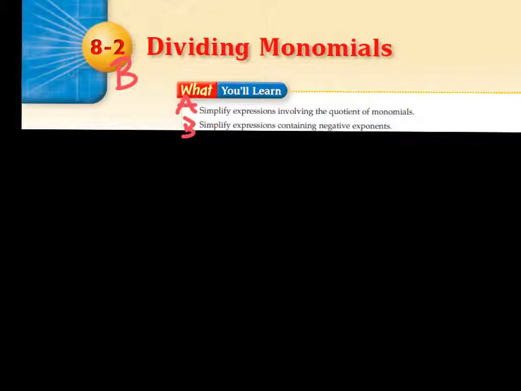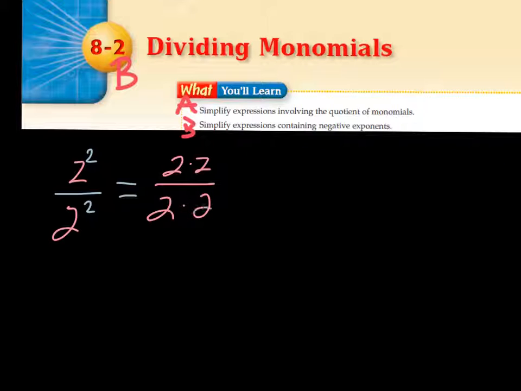In the second half of Lesson 8.2, we're going to simplify expressions containing negative exponents. Using numbers to find a pattern, let's see what happens here. We have 2 to the second, just 2 times 2 over 2 to the second. And we know very well that anything divided by itself is 1. And so I have 1 over 1, and 1 divided by 1 is 1.